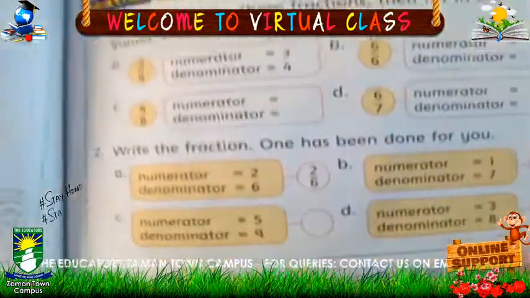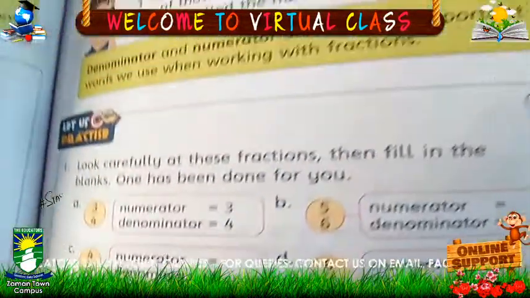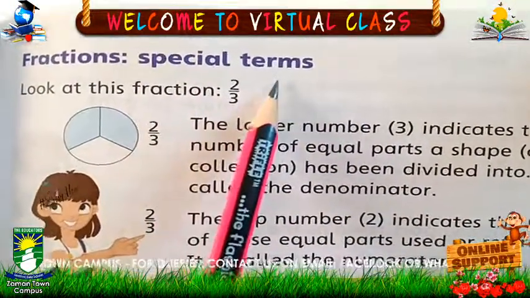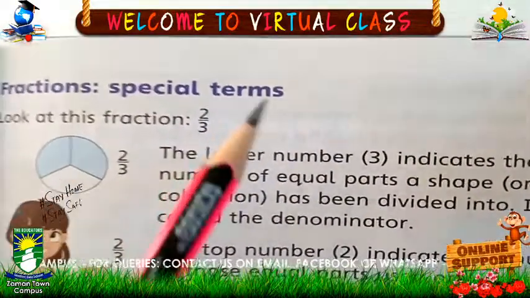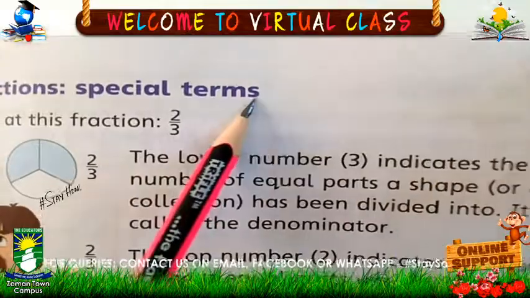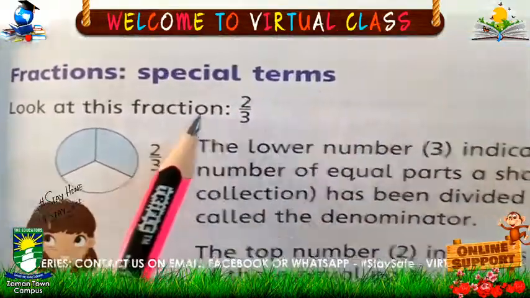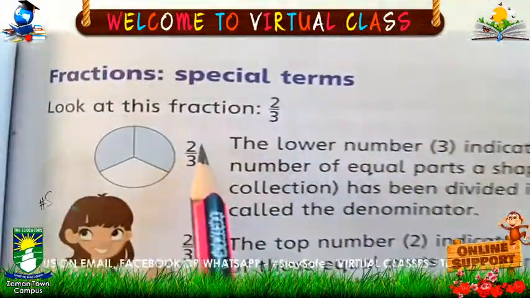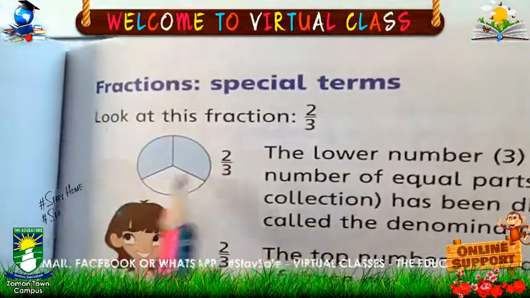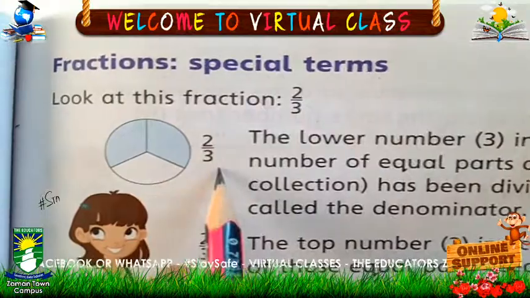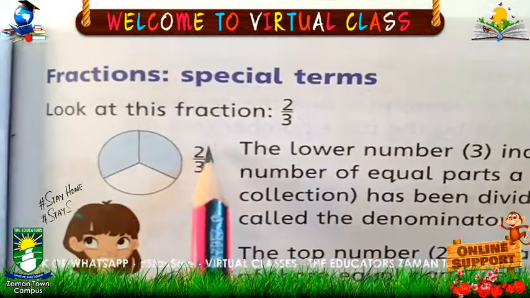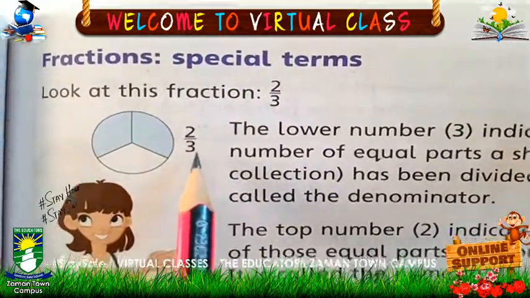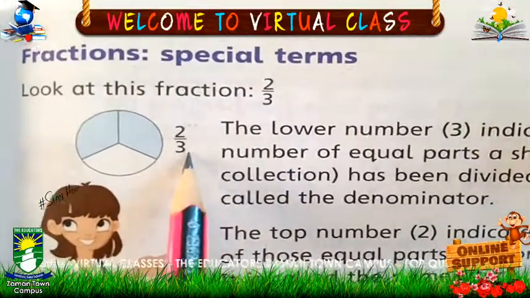Now come to page number 109. On 109, we have fractions, special terms. As we have learned in the previous class, a fraction has 2 types of terms: numerator and denominator. Now look at this fraction, 2/3, and look at this shape. The top number represents the numerator, and the lower number represents the denominator.